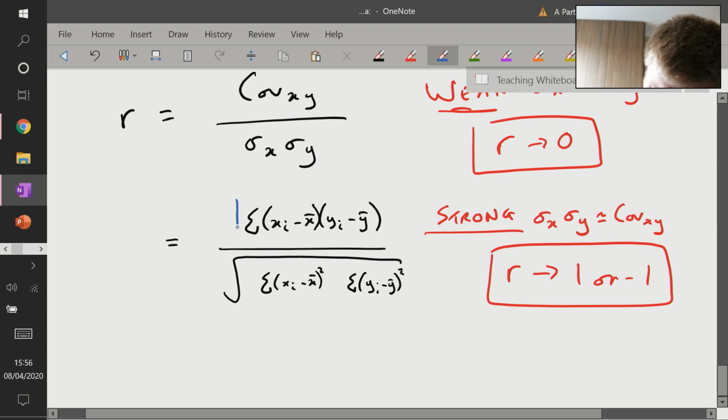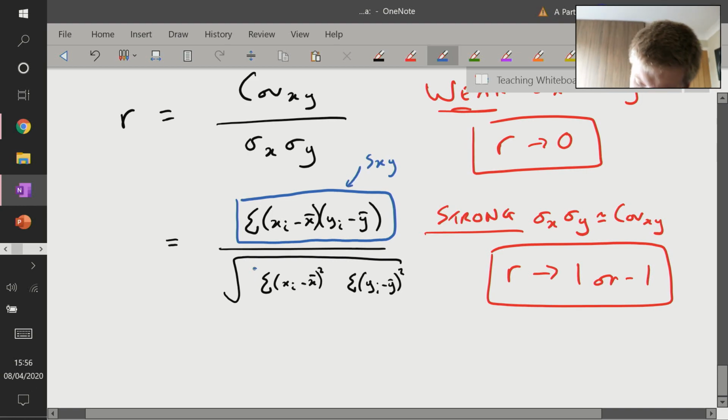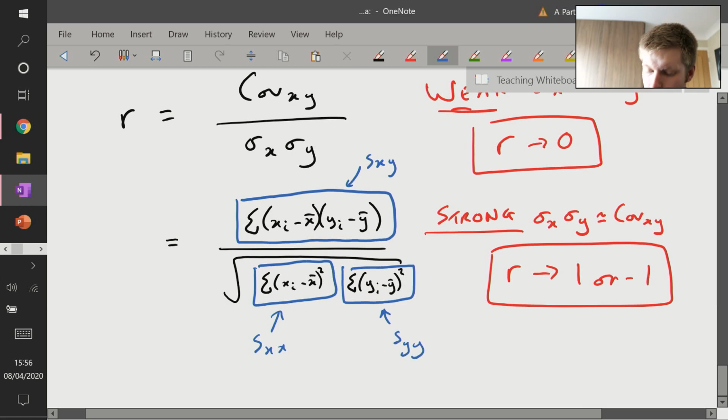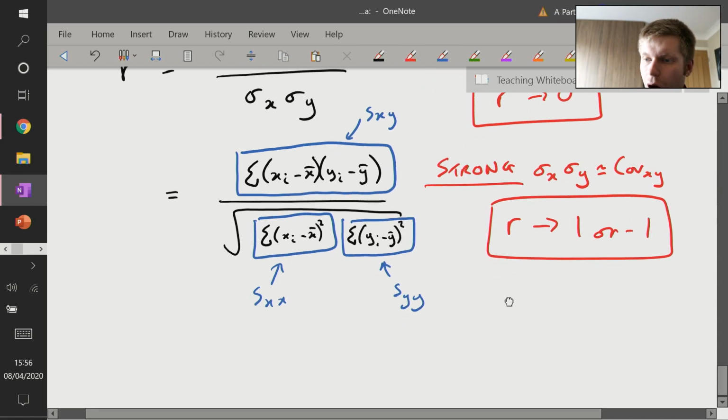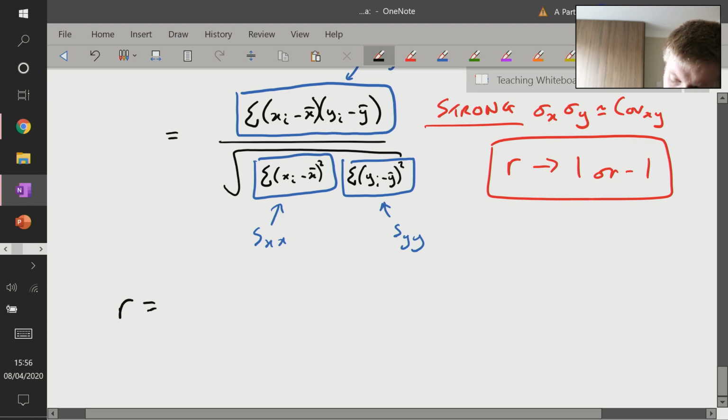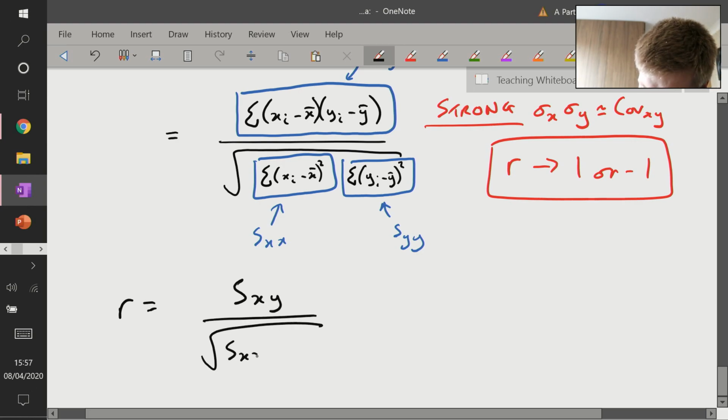So have a look. This thing here, you should recognise is just sxy. We've already done a video on that. You should recognise this thing here is just sxx. And you should also recognise that this thing here is just syy. So in other words, how I can rewrite R is it's literally just the ratio of the covariance to the standard deviations. That's fine, okay? But how I can also rewrite R is it's sxy divided by the square root of sxx times syy.